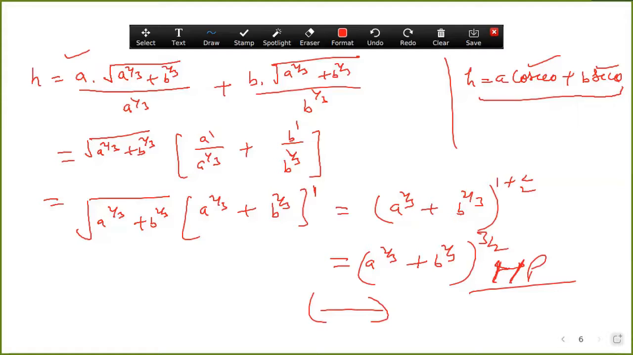Question number 15, read the statement. Show that the altitude of the right circular cone of maximum volume that can be inscribed in a sphere of radius small r is 4r upon 3. It means the altitude of the right circular cone is 4r upon 3.